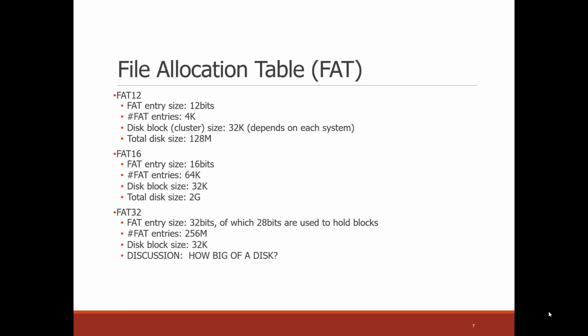In a FAT system, each block size is 32K. So if I multiply 64K by 32K, I can map up to a 2 gigabyte disk. Relatively small today, but large back in the day. FAT32 is introduced, which can get up to 8 terabytes, if you would do the math, but in reality, just 2 terabytes.